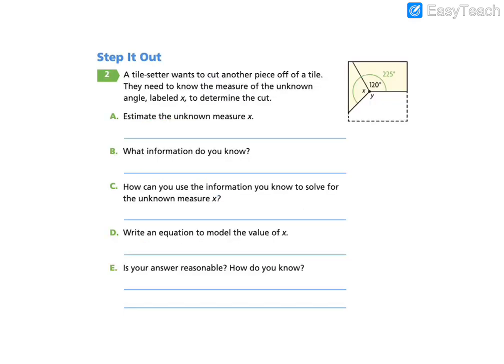Okay, let's look at our next problem. A tile setter wants to cut another piece off a tile. They need to know the measure of the unknown angle labeled X to determine the cut. First, we need to estimate what the unknown measure is.